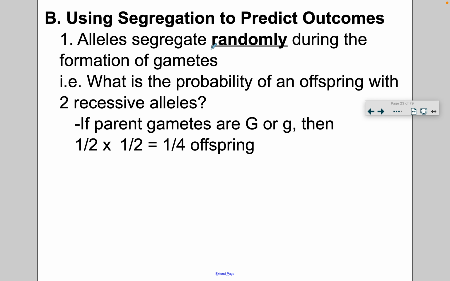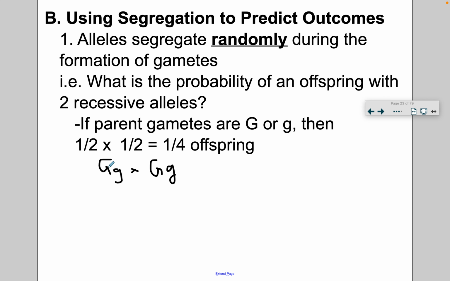Well, when alleles of the parents, okay, each parent has 2 alleles for a gene, and when gametes are made, gametes are sex cells, sperm or egg, those alleles segregate or separate randomly during the formation. So what if I had a question that is, what is the probability of an offspring with 2 recessive alleles if the parents are big G, little g? Well, again, that means this is what the parents look like. Big G, little g. Big G, little g.